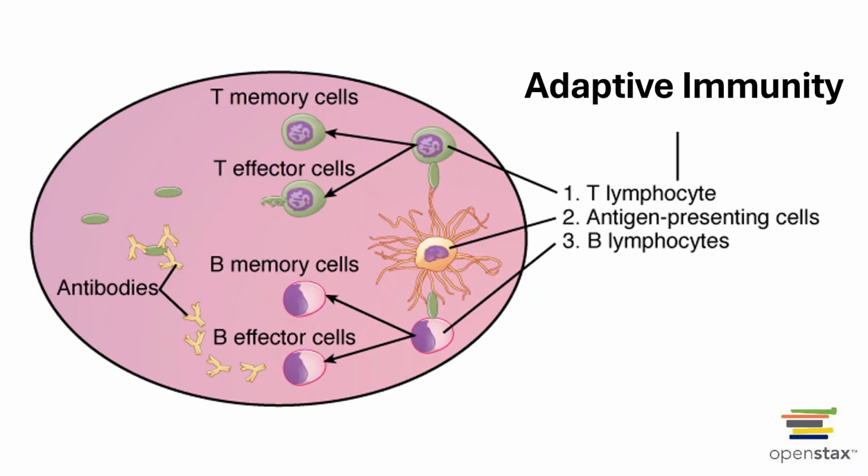Adaptive immunity is specific to particular pathogens. It develops after exposure to an antigen. A key feature of adaptive immunity is immunological memory. On a second exposure to the same antigen, the response is faster and stronger. Memory B cells and T cells provide this long-term protection.